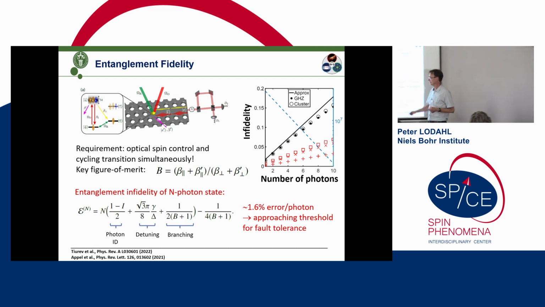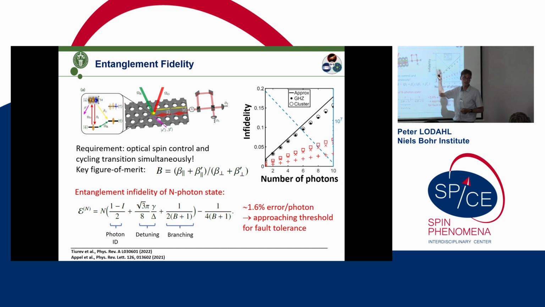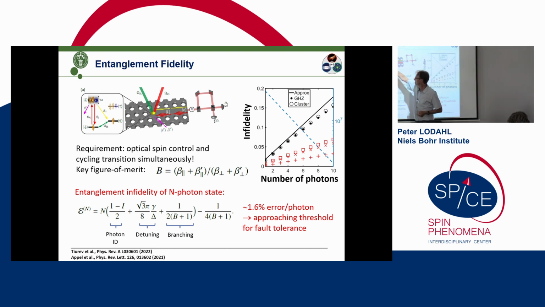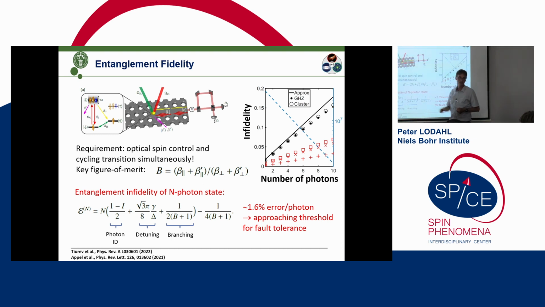There's a finite indistinguishability of the photons that has to do with coupling to the phonon bath. There's a fourth level, and you need to be detuned away from this level, otherwise you will end up in the wrong state, and that depends on the magnetic field and the g-factors of the electrons and so on. And then there's an important parameter that we call the branching ratio, B.